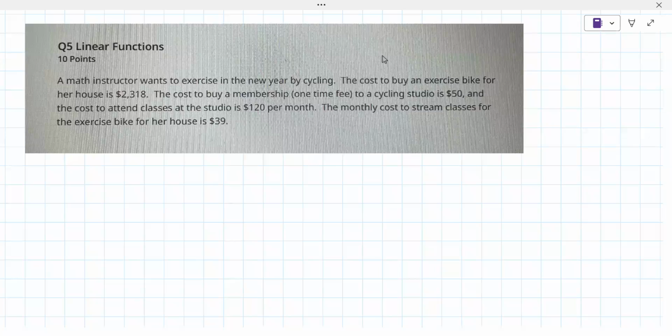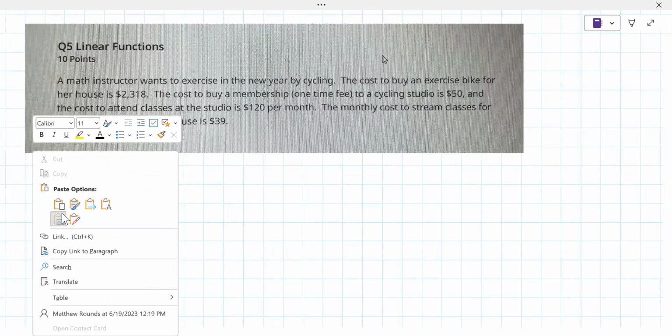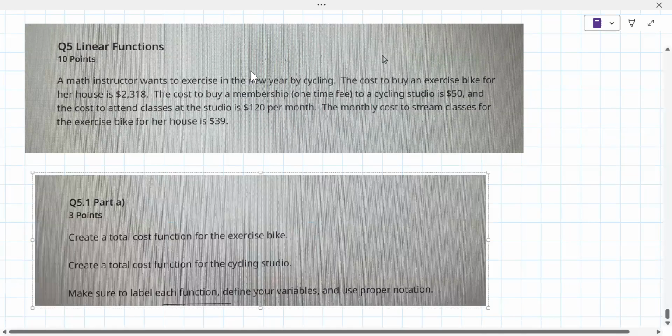Okay, so part A here is to create some functions. Basically we've got to create a function for the two options, and you'll do this the rest of your life. Option 1 is this, option 2 is this, maybe even option 3, but the total cost function for the exercise bike. So if you want to buy the bike, you're going to pay $2,318 plus the $39 per month.